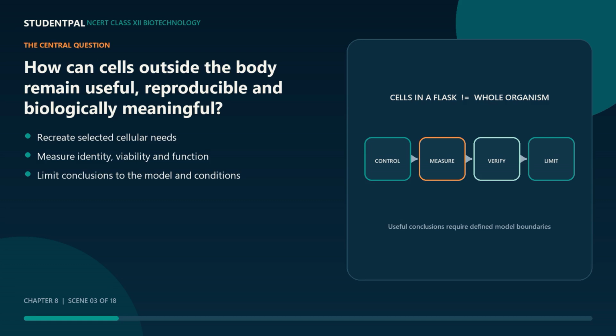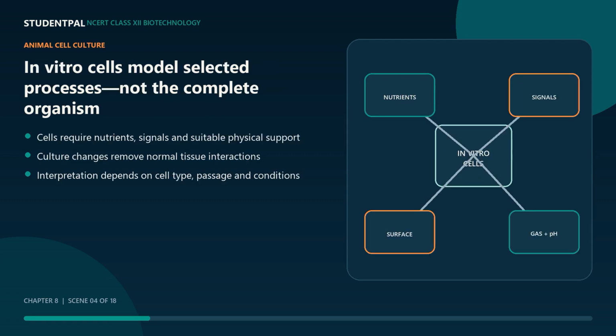A useful experiment therefore controls the culture conditions, documents cell origin and passage, measures viability and function, and compares appropriate controls. Normal morphology does not prove identity, a metabolic signal does not necessarily equal cell number, and sterility against visible bacteria does not exclude mycoplasma. Most importantly, an effect in one cell line does not automatically predict a whole patient. Reliable animal cell culture combines biological relevance, technical quality, and disciplined inference.